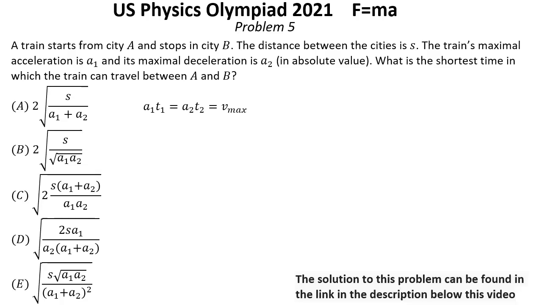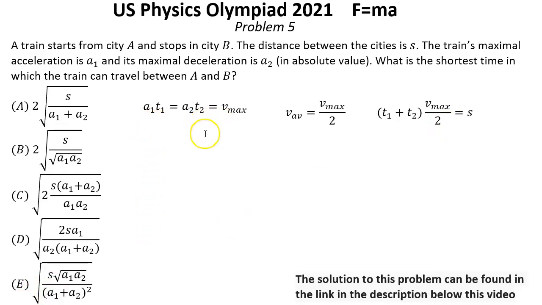On the other hand, we have v average equal v maximum over 2. So we can multiply total time t1 plus t2 by the average, which is v maximum over 2, and that will be equal to total distance s. Now we can use the first and third equations to count our times.